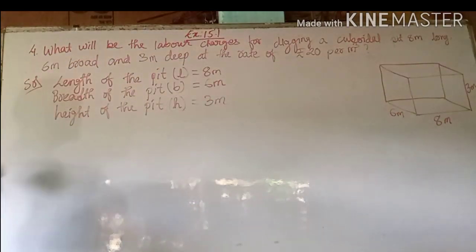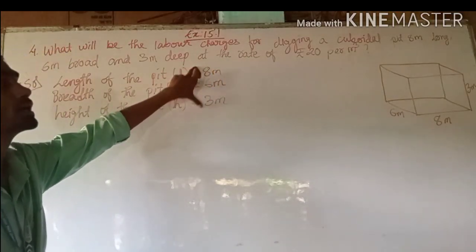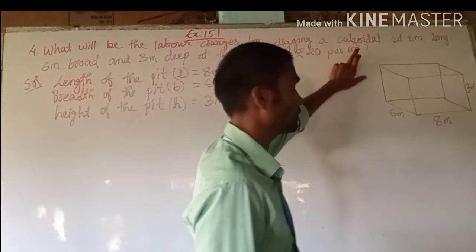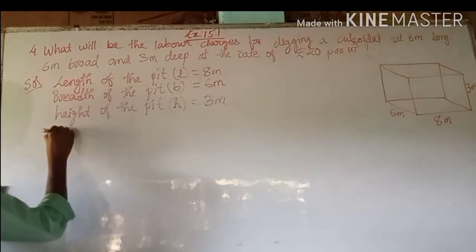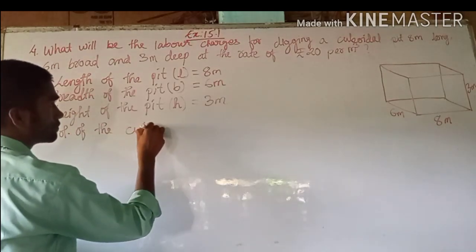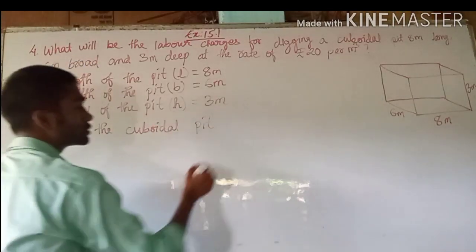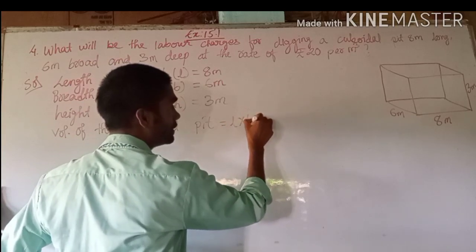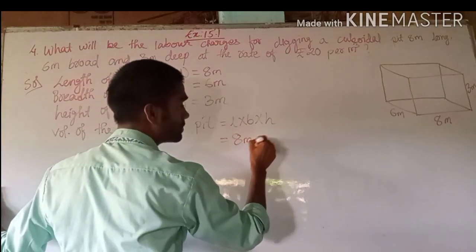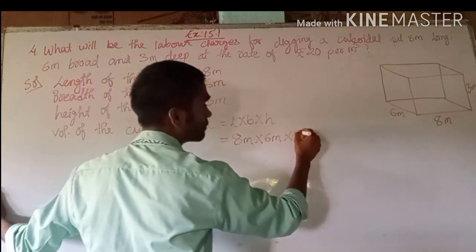Now, what will be the charge of the labors? For that, we will find the volume of this cuboidal pit, and then we will multiply with the charges per meter cube. So volume of the cuboidal pit will be equal to length into breadth into height. So 8 meter into 6 meter into 3 meter.